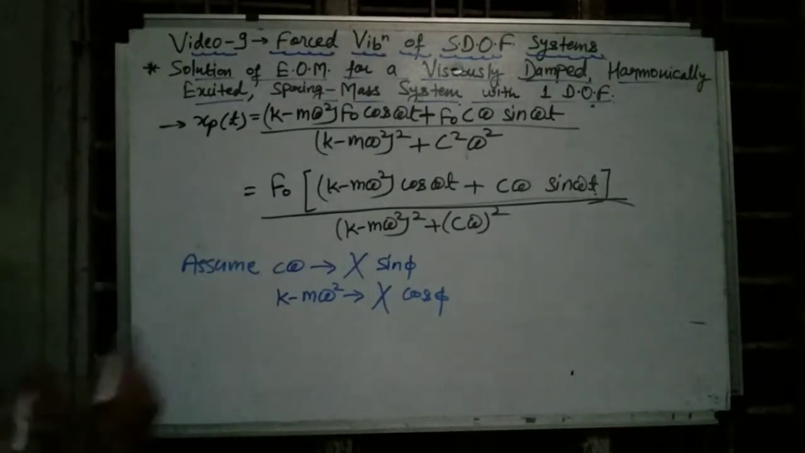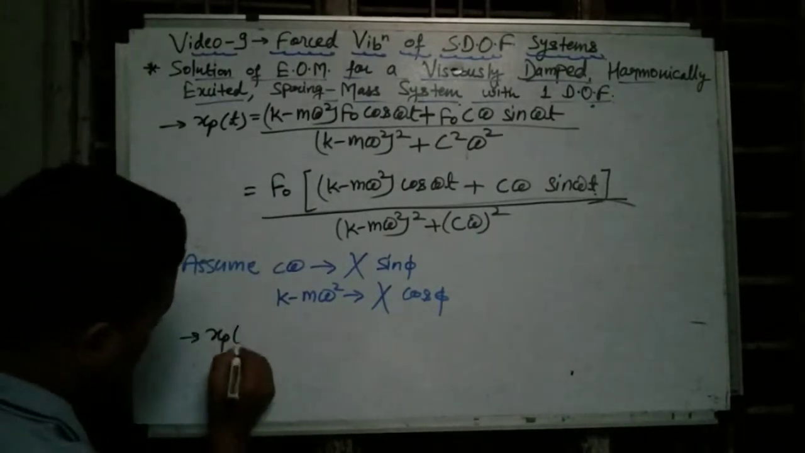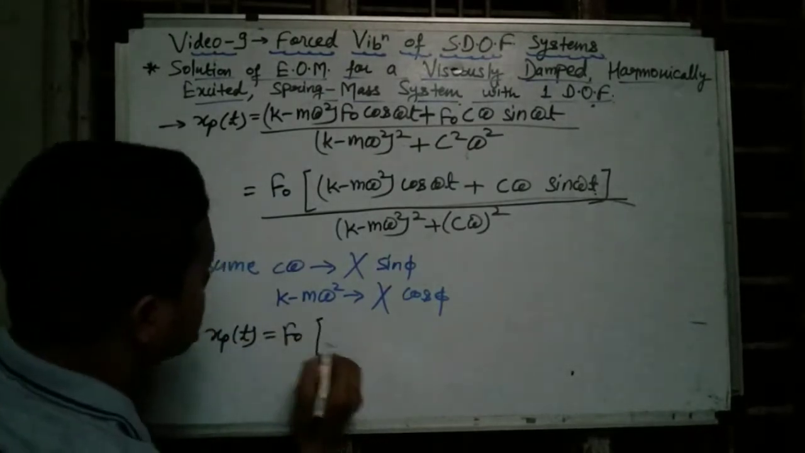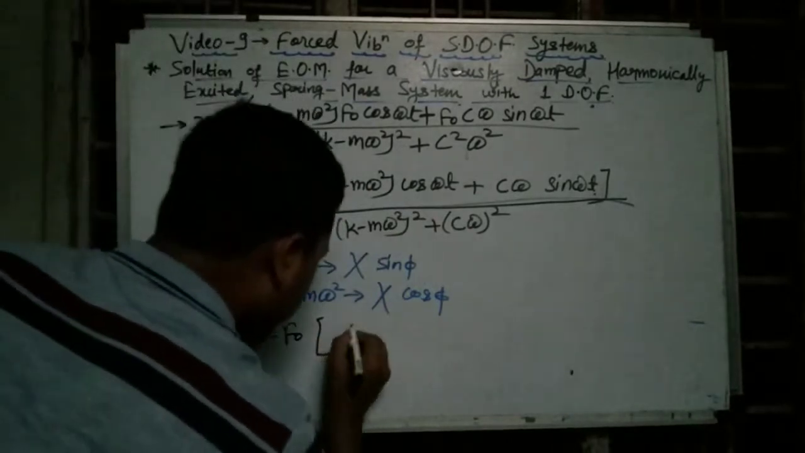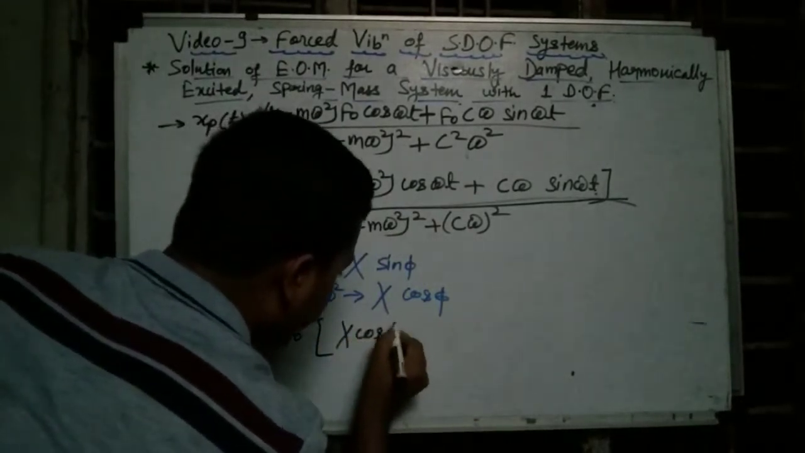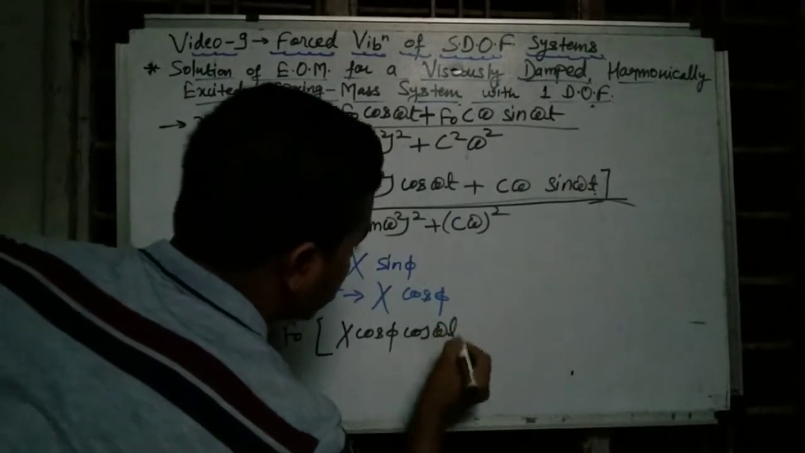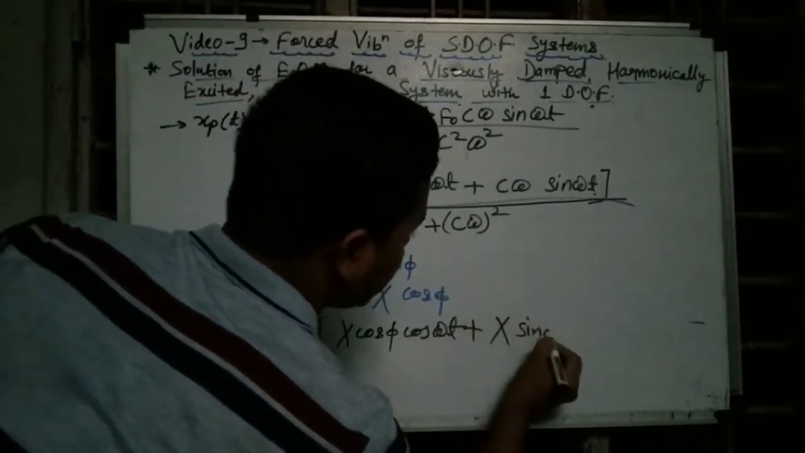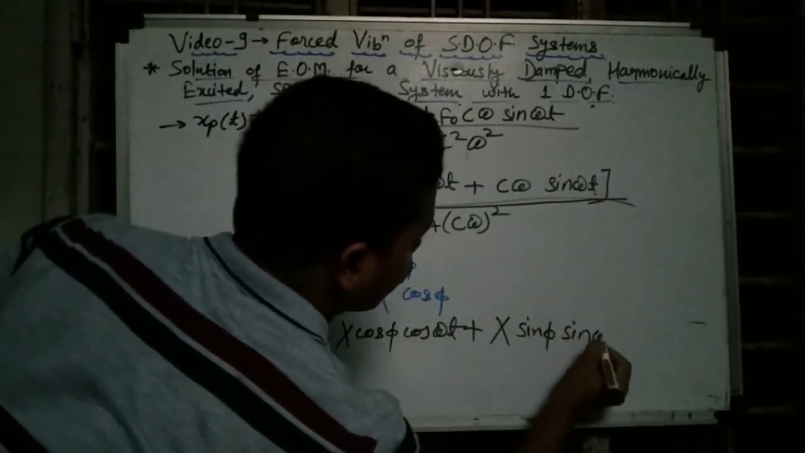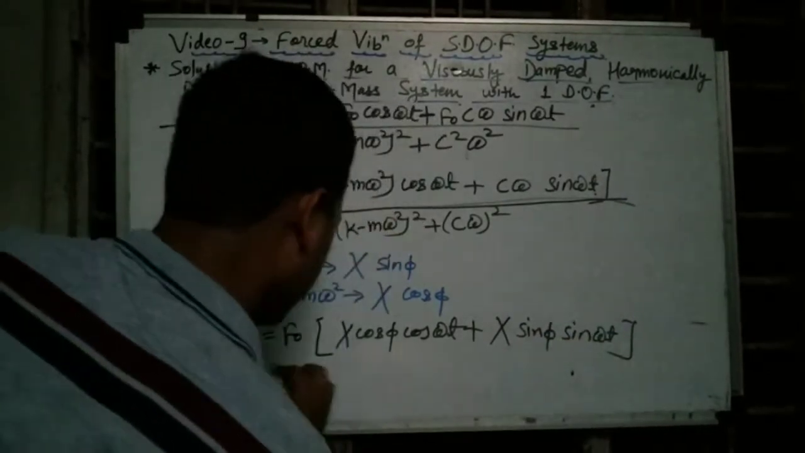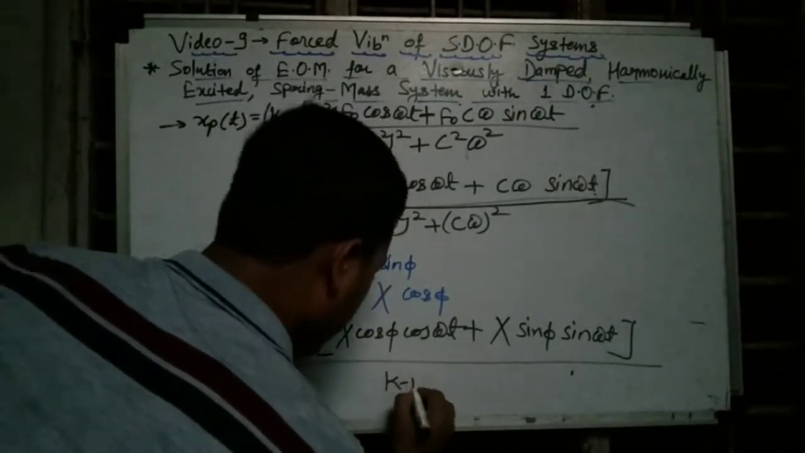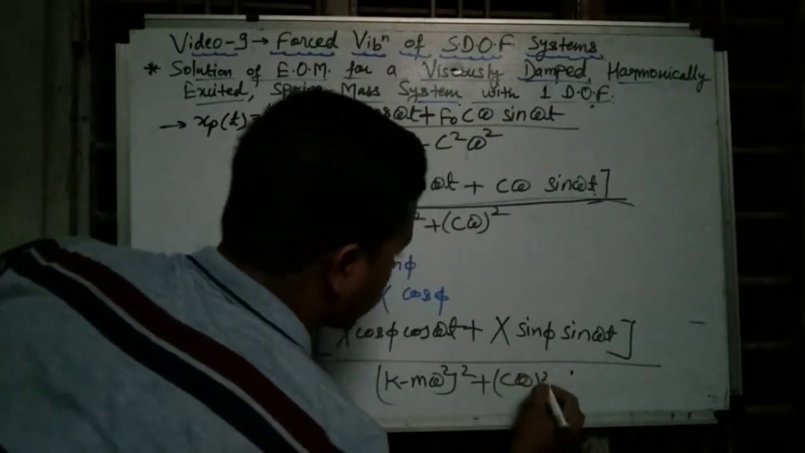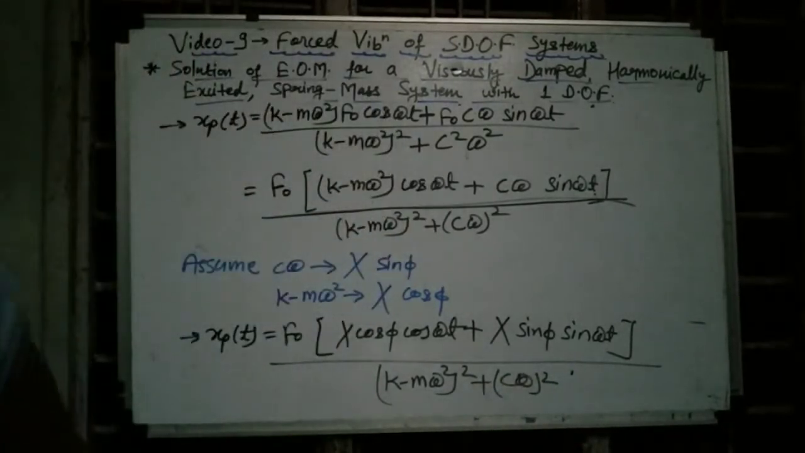I can write my xp(t) equals f naught, a constant, divided by k minus m omega square whole square plus c omega whole square, into: instead of k minus m omega square, I'll write capital X cos phi into cos omega t, plus instead of writing c omega, I'll write capital X sin phi into sin omega t.